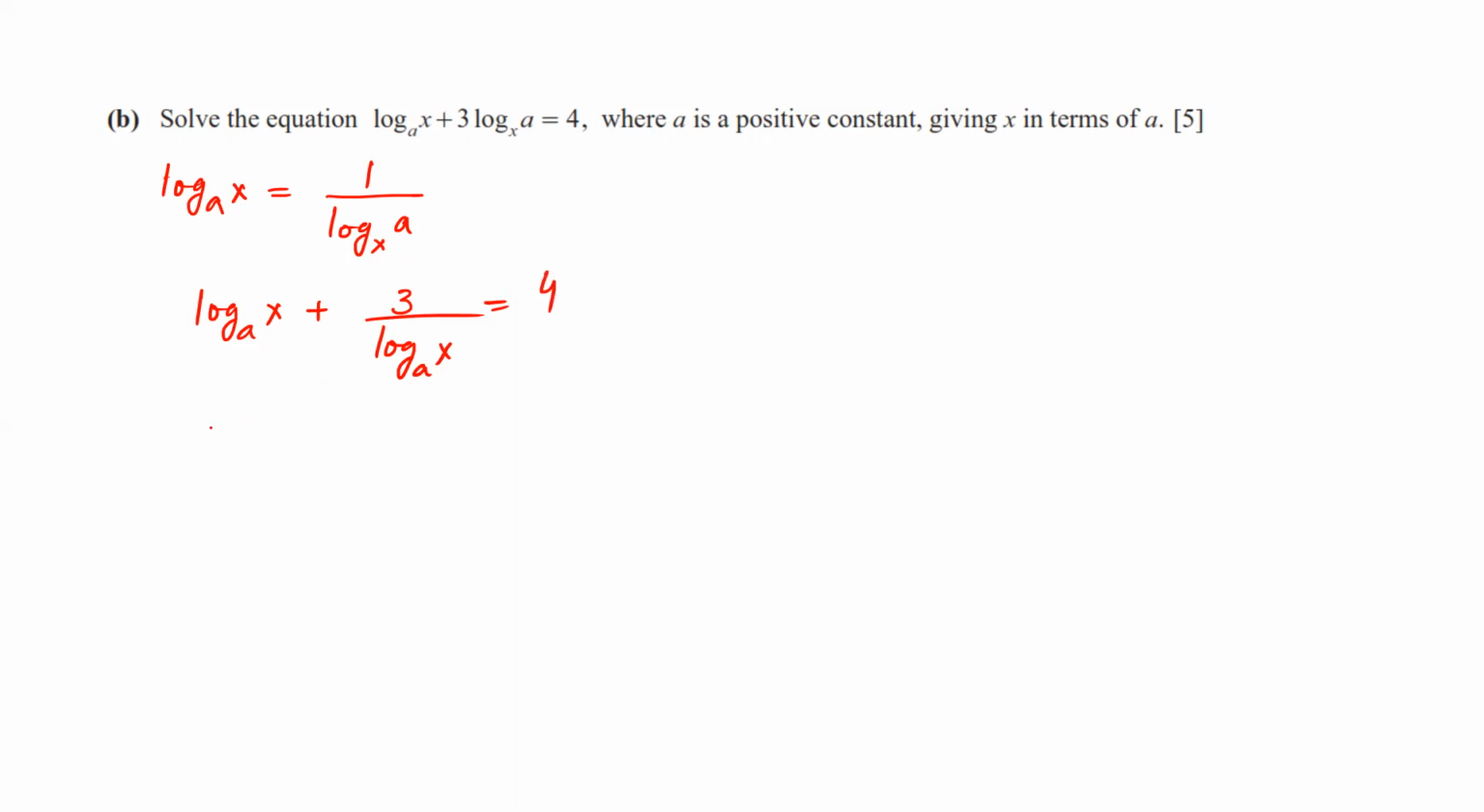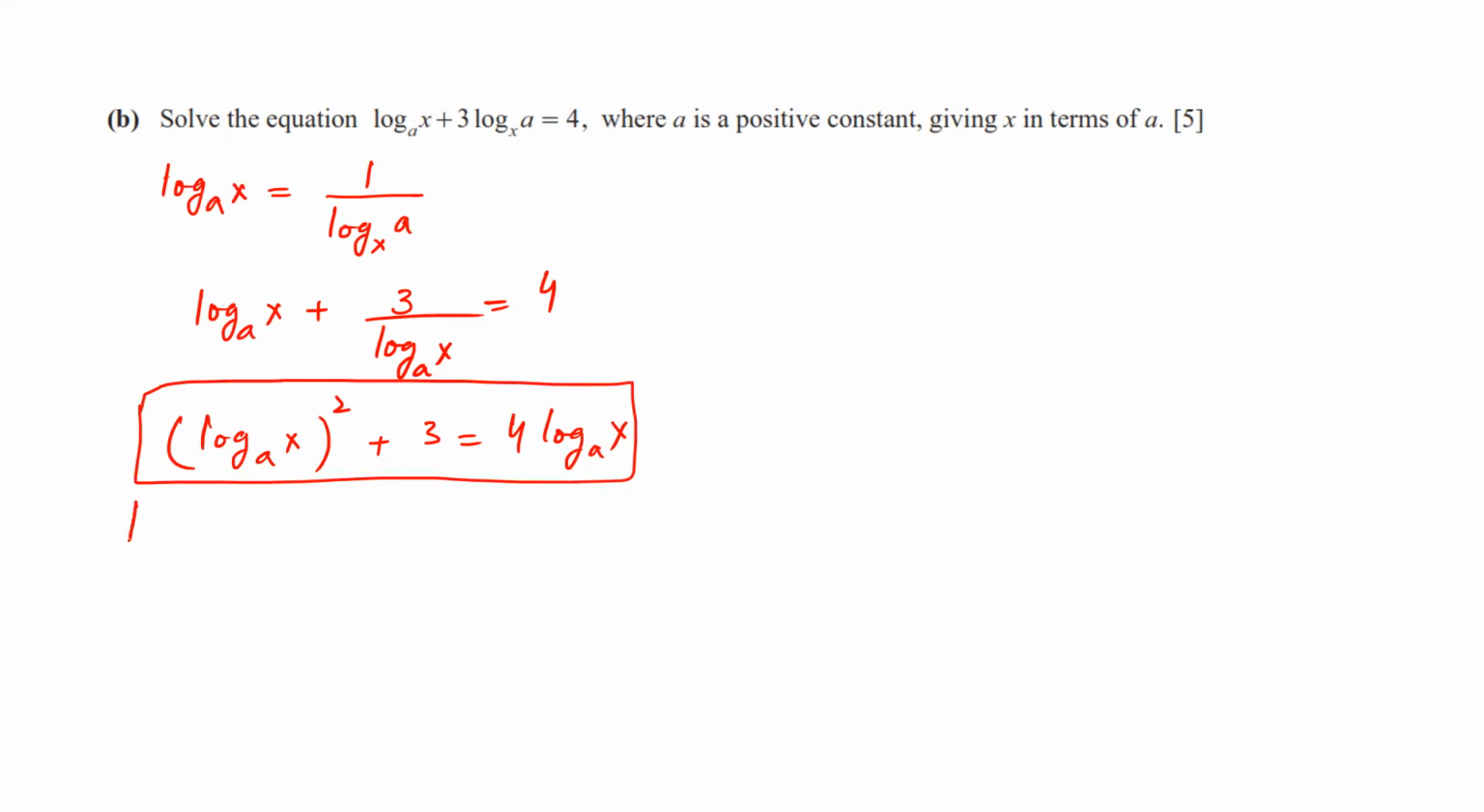So (log_a x) whole square, plus 3 equals 4 log_a x. If I'm going to do it like this, so now let log_a x equals u. So if this is u, this becomes u square plus 3 equals 4u, u square minus 4u plus 3. I'm sorry for that. My pen is making some issues.